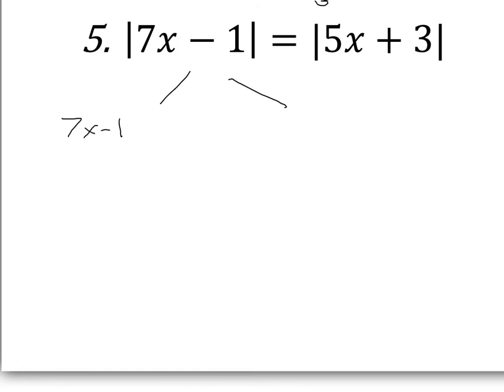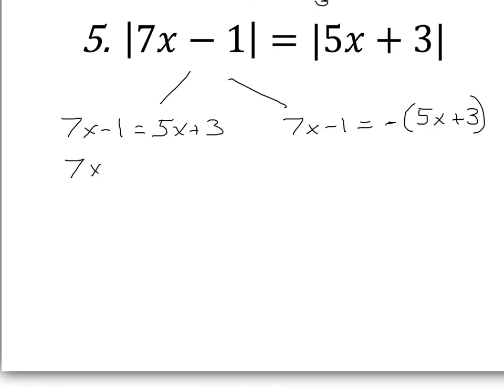7x minus 1 equals 5x plus 3, and then 7x minus 1 equals the negative of whatever's in the absolute values. You need to be careful to put that in parentheses. So on the left we add 1, subtract 5x, and we get 2x equals 4, and then divide by 2.